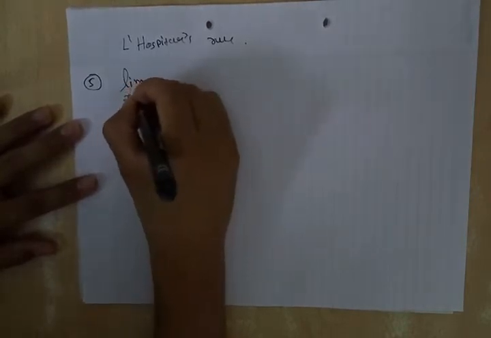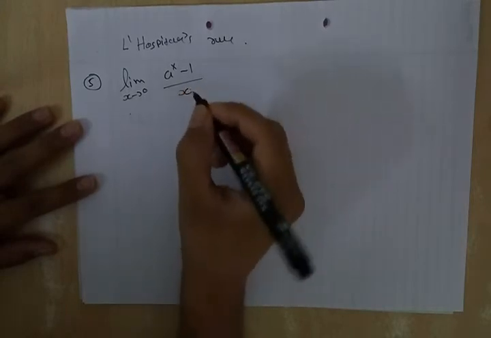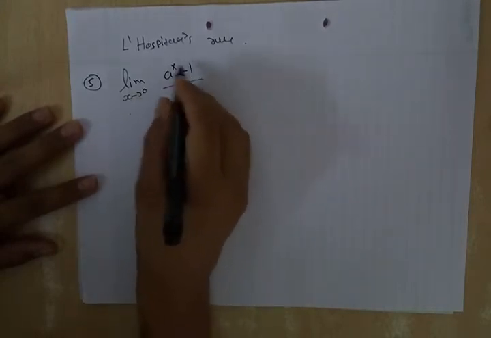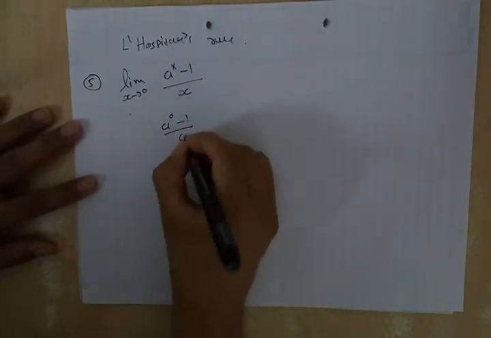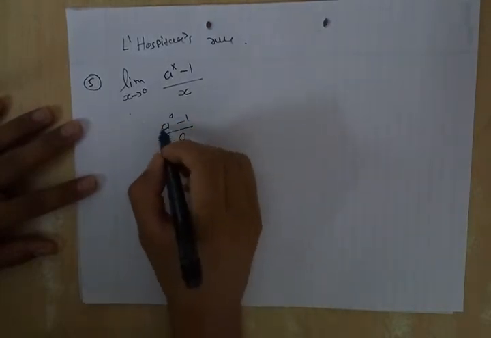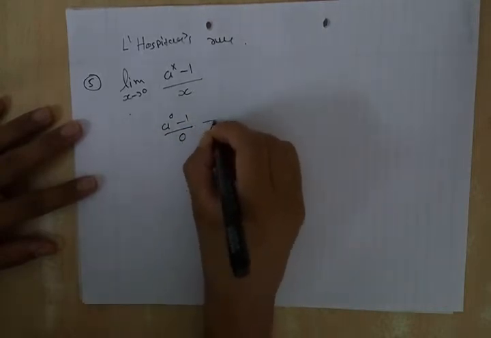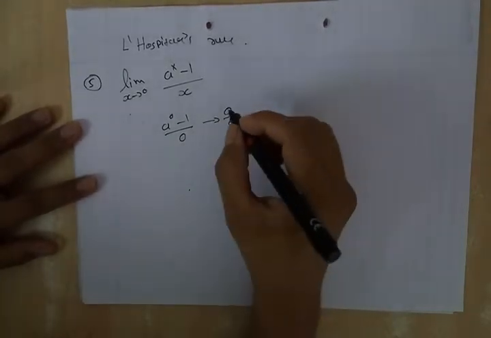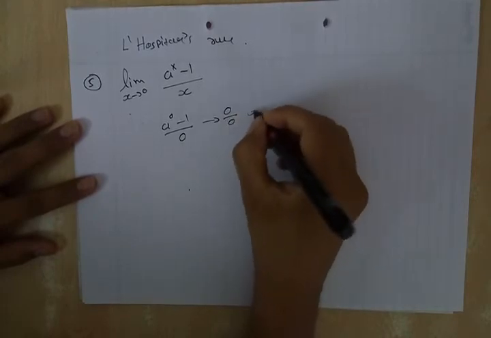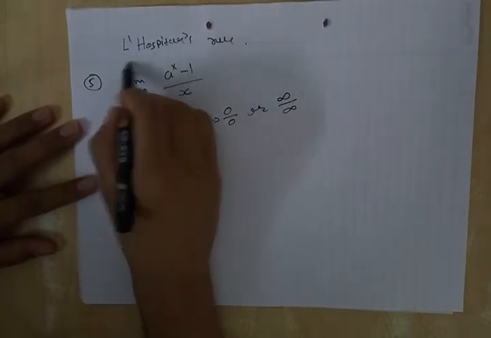Now we will learn formula number 5. Limit x tends to 0, a raised to x minus 1 divided by x. Now if you put x is equal to 0 to find the limit, then you will get a raised to 0 minus 1 upon 0. Now a raised to 0 is equal to 1. So 1 minus 1 is equal to 0. So this term will reduce to 0 divided by 0 form. Now whenever you come across this 0 by 0 form or infinity by infinity form, you can use L'Hopital's rule.